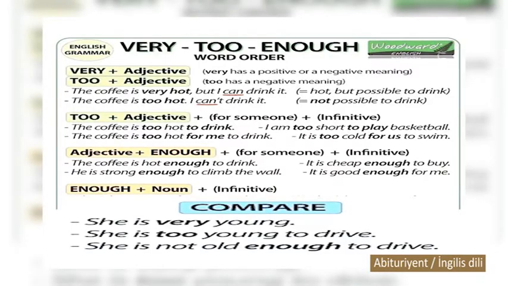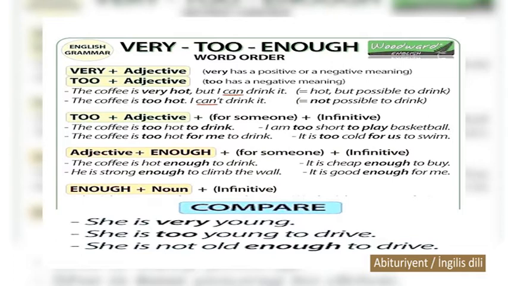The second one is "too" plus adjective, for someone, plus infinitive. For example, you are too old to understand me, or today the weather is too cold to go for a walk, or he is too small to do it. The coffee is too hot for me to drink. The coffee is too hot to drink. It means that it is impossible to drink it.